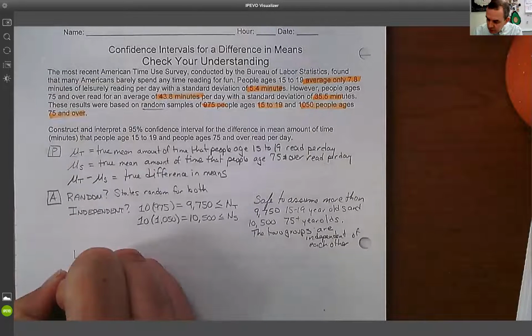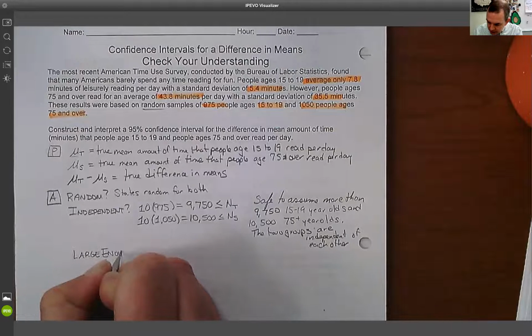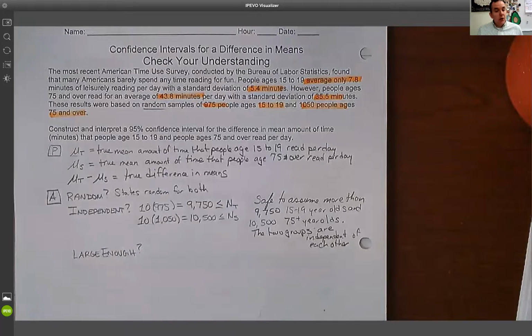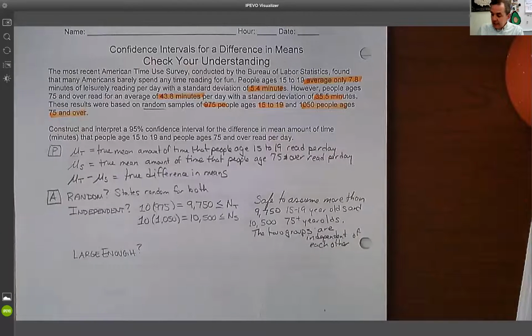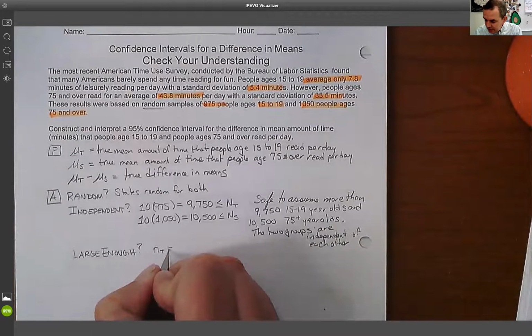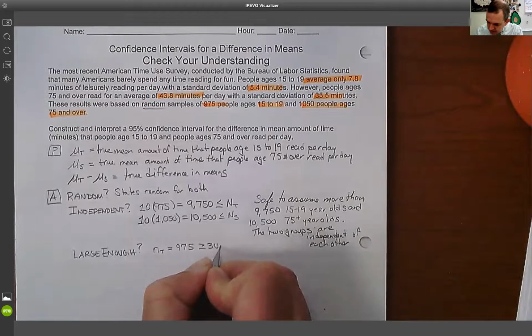Now, large enough. Here's where we have a different check. We do not check for 10 successes. We do not check for 10 failures. What we are checking is to see if the population is normal. In this case, it says nothing about the population being normal. The next thing we're going to check is sample sizes. The sample size of teens is 975. That's greater than or equal to 30.